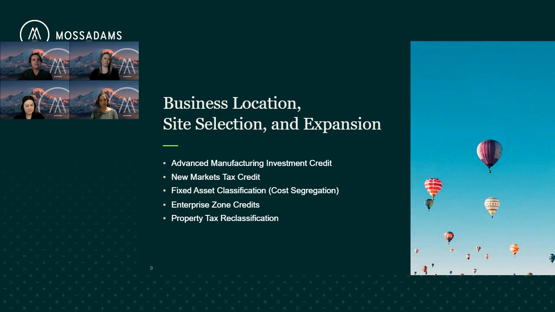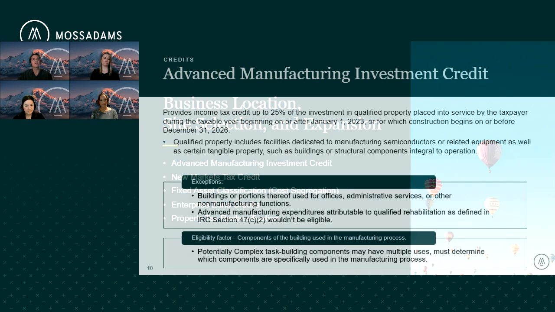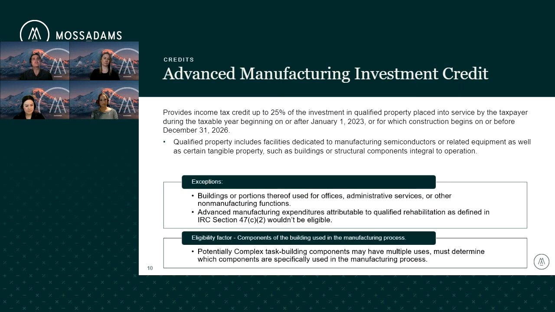This first tranche of credits and incentives is effectively related to location, site selection, and expansion of your company, including particularly infrastructure, if you're adding locations, going into new areas, or running an asset-intensive practice. Some of these credits will relate to you. The Advanced Manufacturing Investment Credit we'll start with.